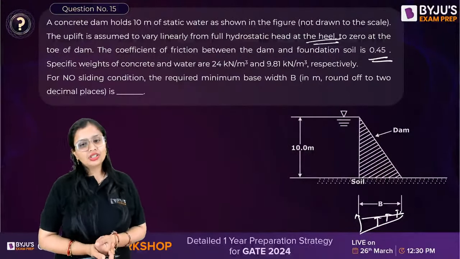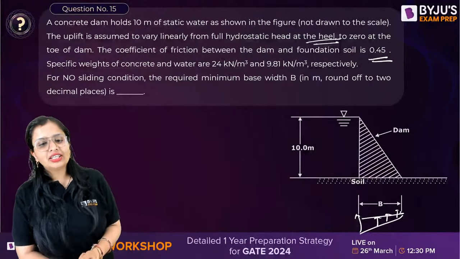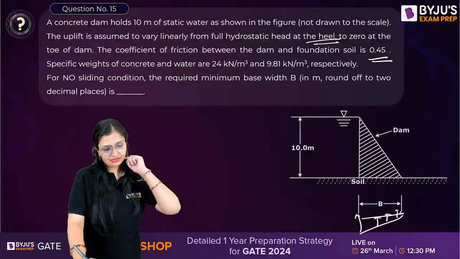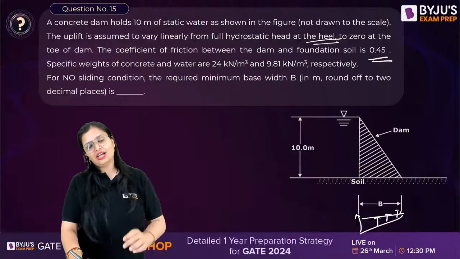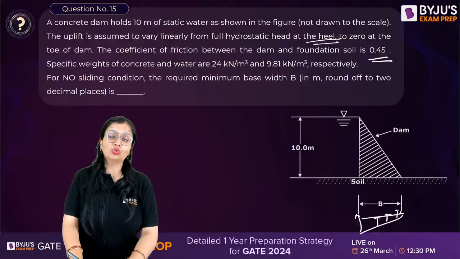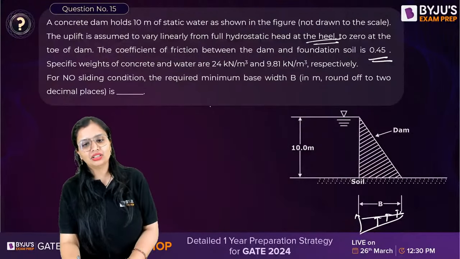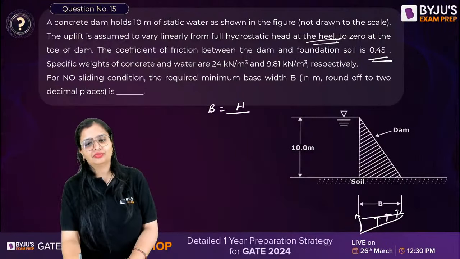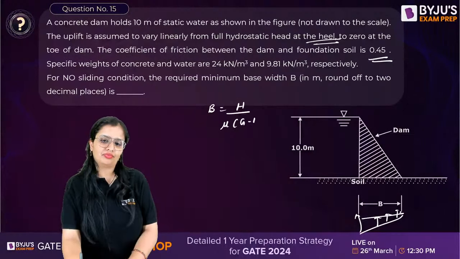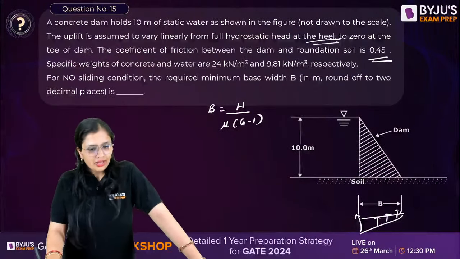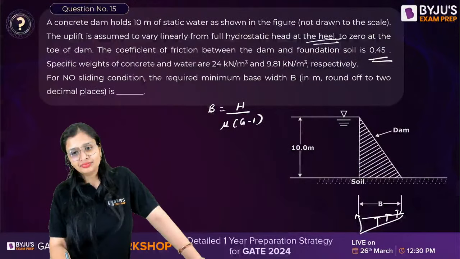Okay. So here you have to calculate the width for no sliding condition. Come on, guys. I guess you don't have to do the derivations and all. Simple, you can apply the formula. That's sufficient. Yes, this is the formula.